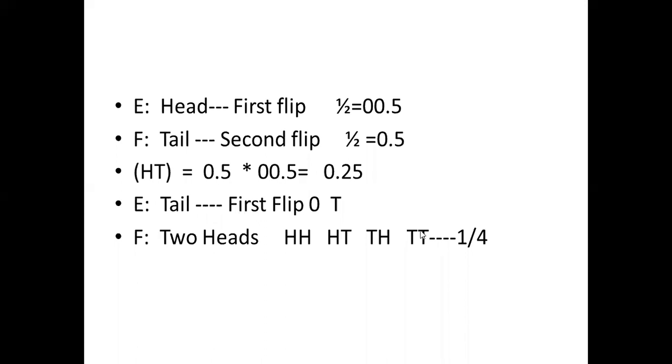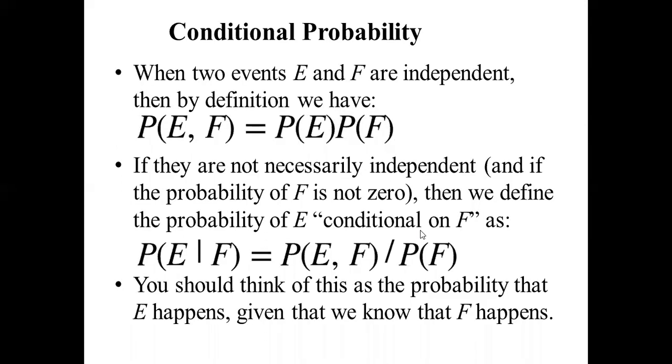Now let us go to the next topic, conditional probability. It is very similar to dependence, we can say, but not exactly. So let us see what it is. When two events E and F are independent, then by definition the probability of both occurring is the probability of E multiplied by the probability of F. If they are not necessarily independent, and the probability of F is not 0, then we define the probability of E conditional on F.